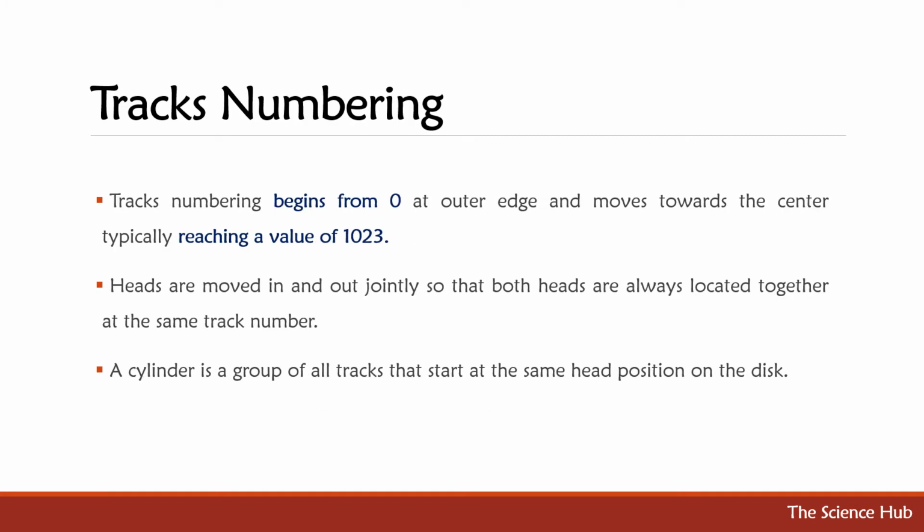Track numbering. Track numbering begins from 0 at the outer edge and moves towards the center, typically reaching a value of 1023. Heads are moved in and out jointly so that both heads are always located together at the same track number. A cylinder is a group of all tracks that start at the same head position on the disk.